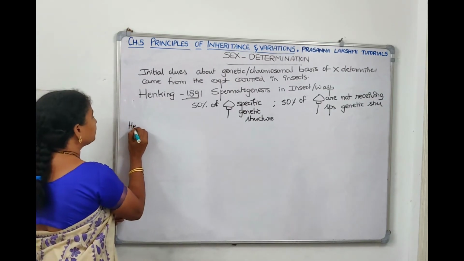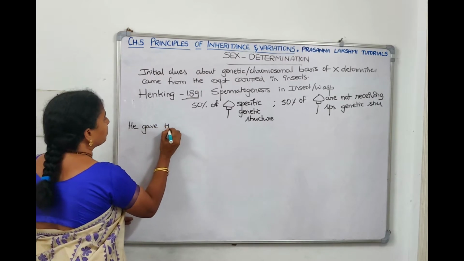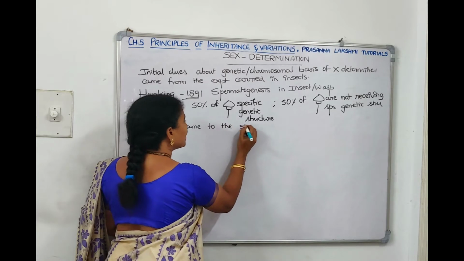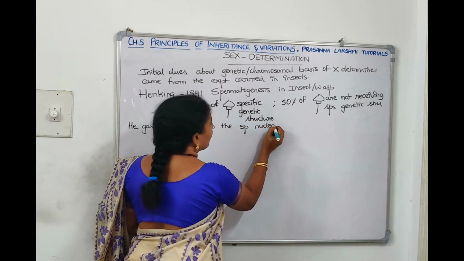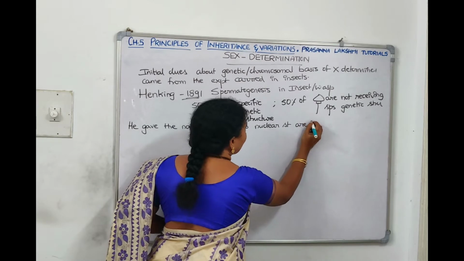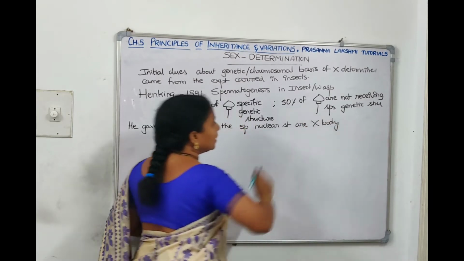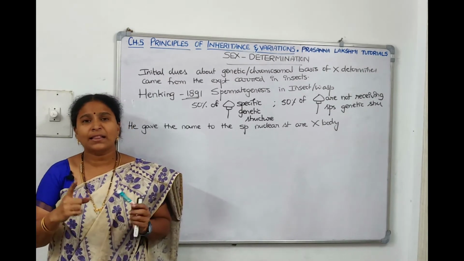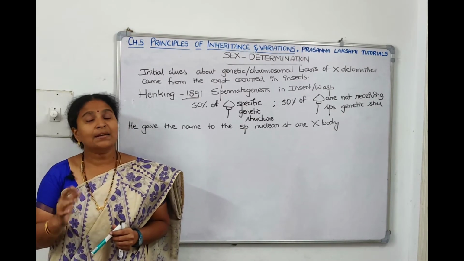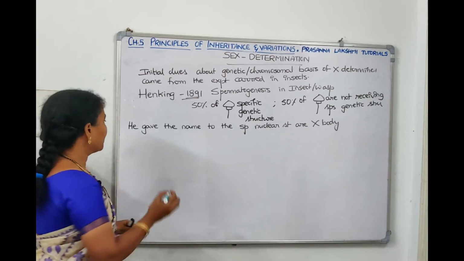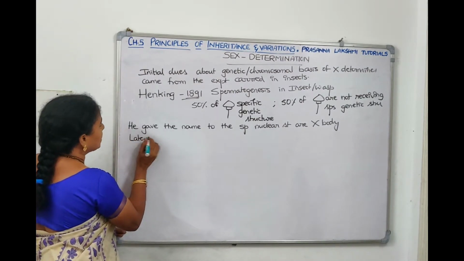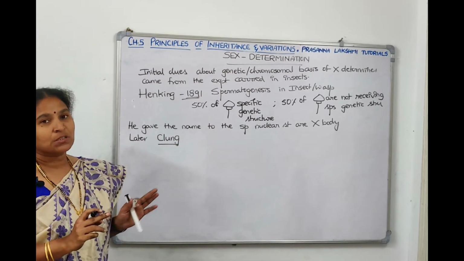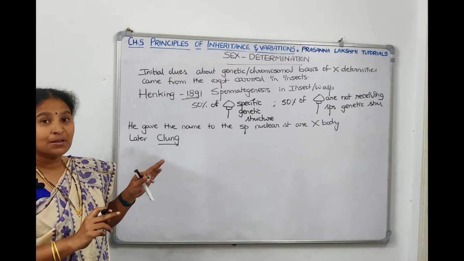He gave the name X body to the specific nuclear structure, but he did not give the significance of that. He did not tell that it's involved in sex determination. Later, another scientist came, his name is Klung. He also observed spermatogenesis in an insect, but not in wasp. He observed it in grasshopper.